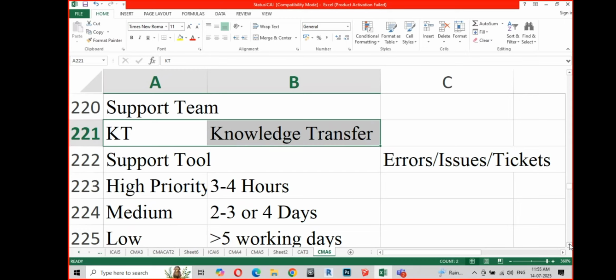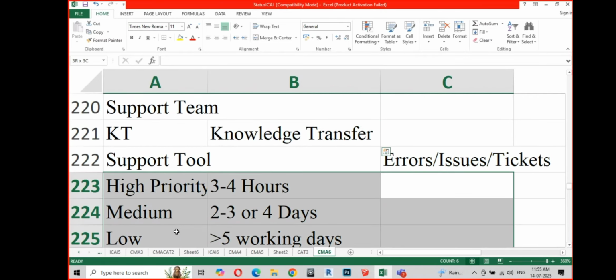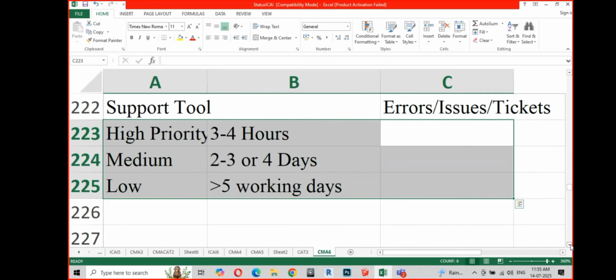Is it a high priority ticket? Is it a medium priority ticket? Or is it a low priority ticket? Right? So what does this priority indicate? Priority indicates the time by which the error has to be resolved. Meaning to say that the issue raised was very, very critical to the business, and that is the reason this has to be resolved in a matter of a few hours, maybe say 3 to 4 hours.